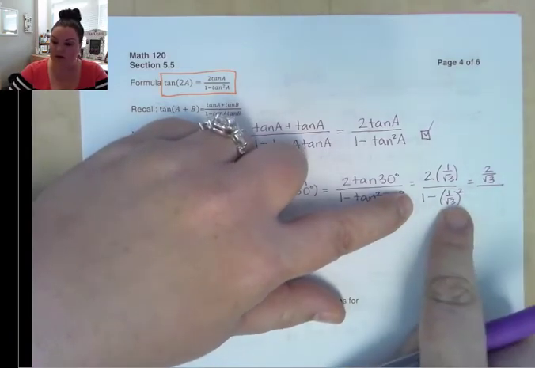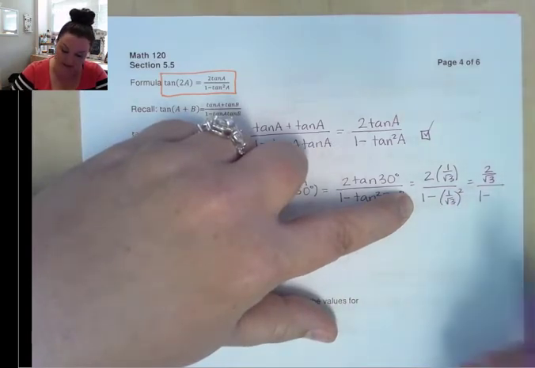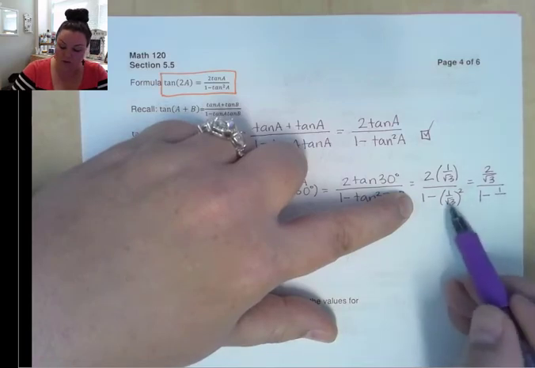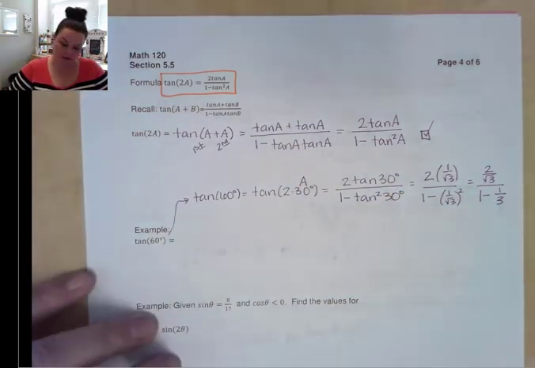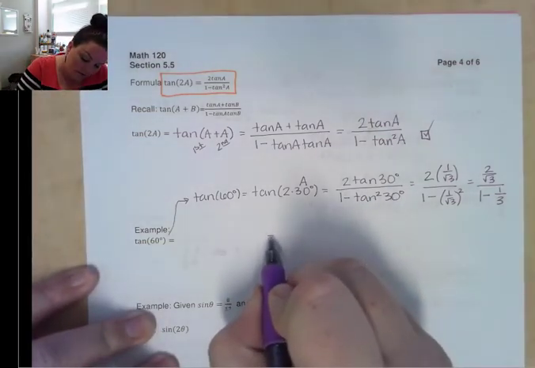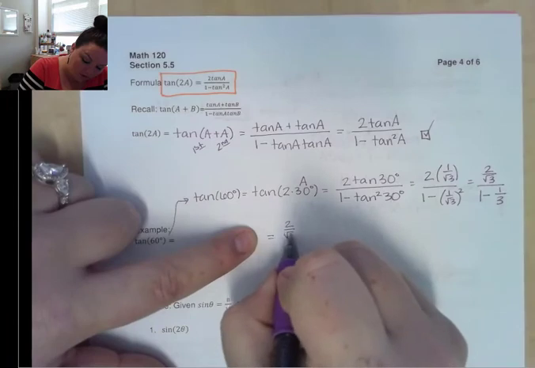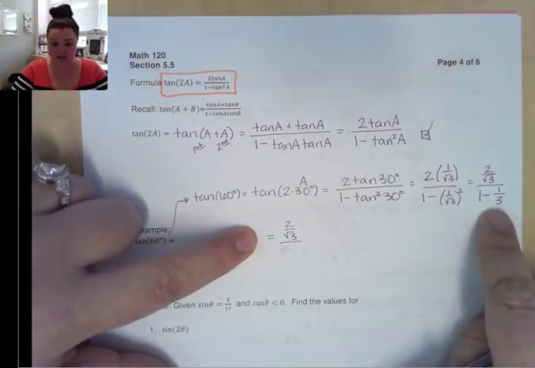On bottom, I'm going to go ahead and square out this second fraction. So I get 1 minus, square the 1 on top, I get 1. Square the square root, I'm left with 3. Okay, so I'm going to come down here. So on top, I have 2 over the square root of 3. On bottom, 1 minus 1/3 is 2/3.